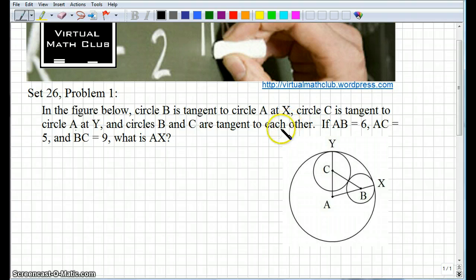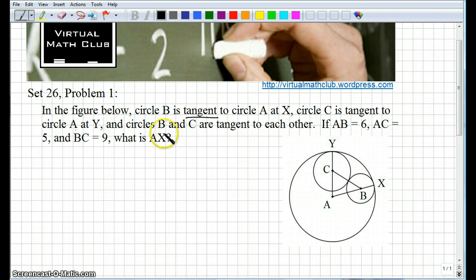and we're told that circle B is tangent to circle A at x. Okay, so you need to know what this word means, tangent. Tangent just means that it touches at exactly one point, and that point they're telling you is x. So it's just touching at one point. And we're also told that circle C is tangent to circle A at y. Again, this circle C is just touching at one point, and that point is y.